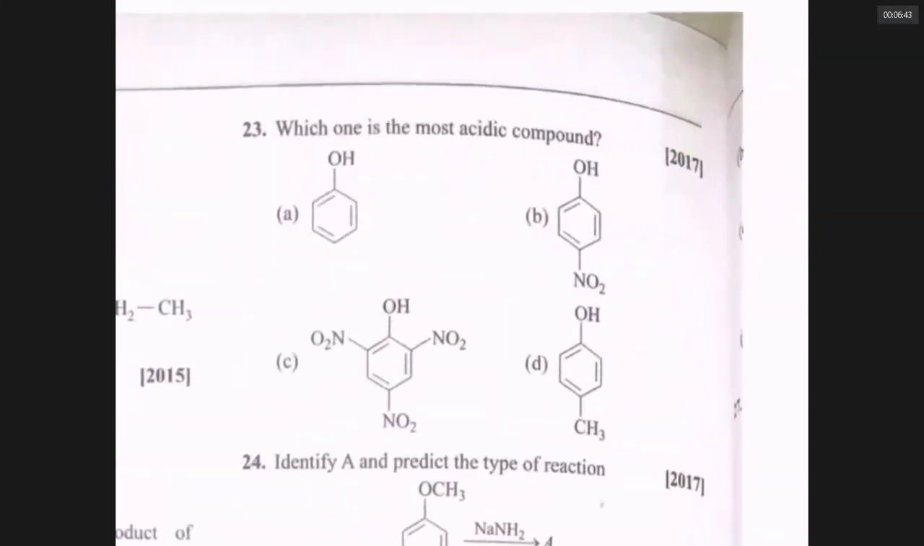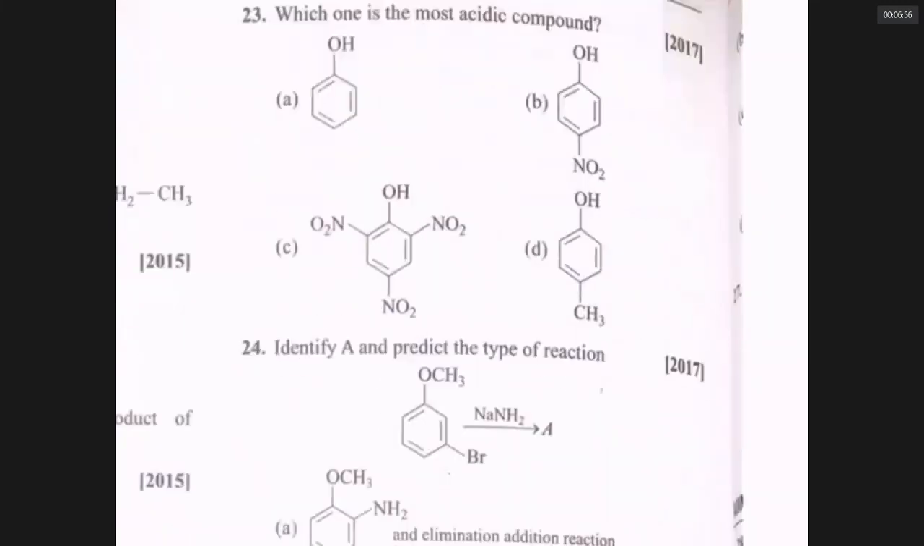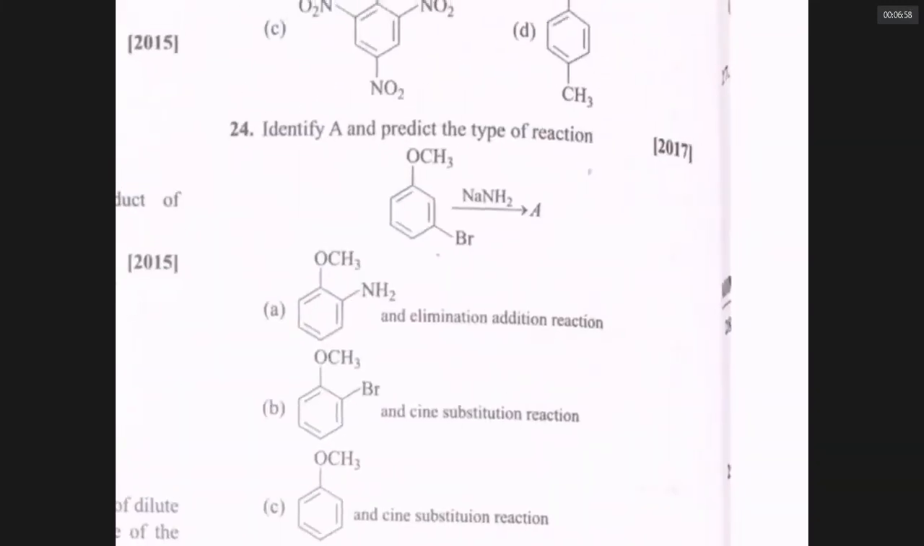Question number 23. Which one of the following is most acidic compound? Needless to say, more electron withdrawing groups makes it most acidic, which is called picric acid. Question number 24. This is a very strange reaction, sir. Generally, the halogen that is directly linked to benzene cannot be removed. However, if you are heating with NaNH2, something very strange will happen.